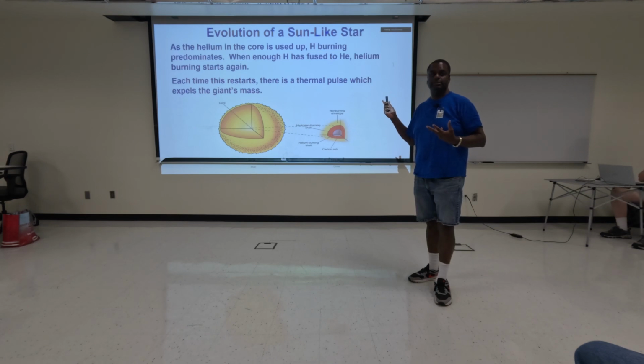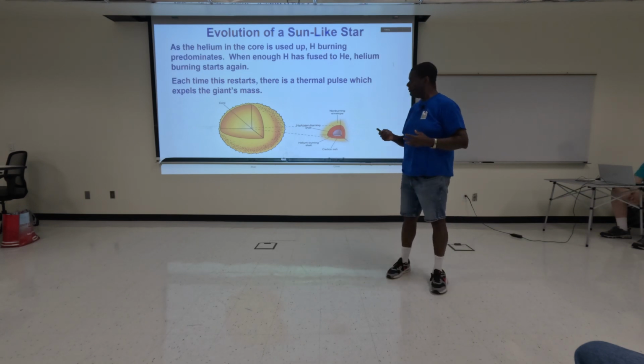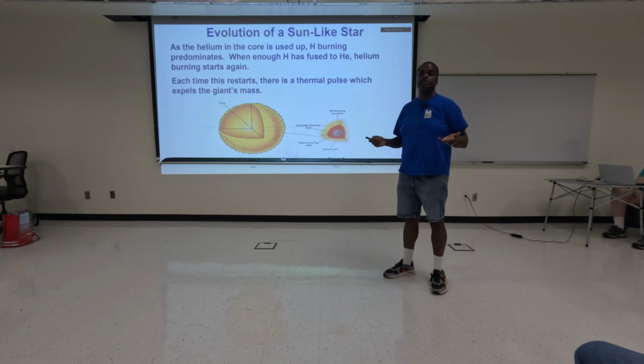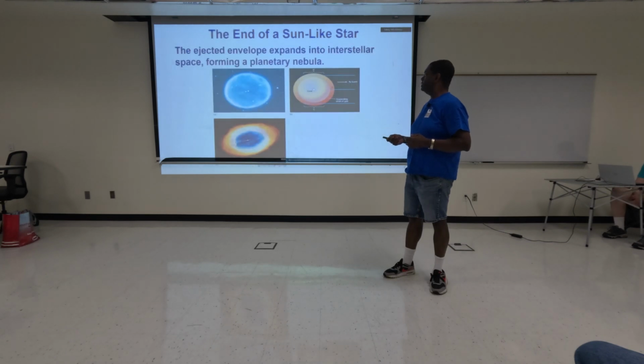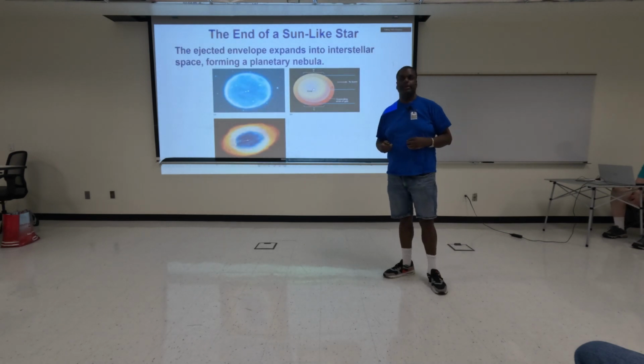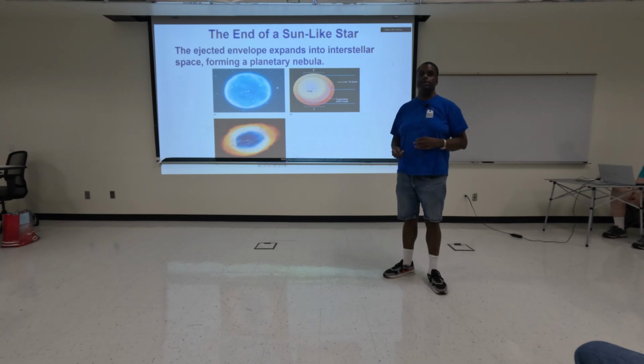How much is that, James? 50 to 70% of their mass, which is most of their mass. And that's how you get a planetary nebula. This is the mass of the star that was expelled in those thermal pulses, leaving only the core, a carbon core. A planetary nebula with a white dwarf in the middle.